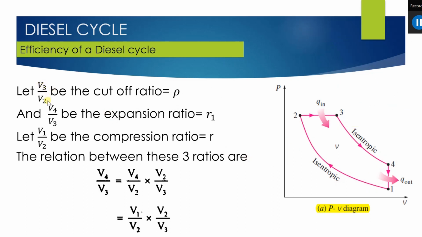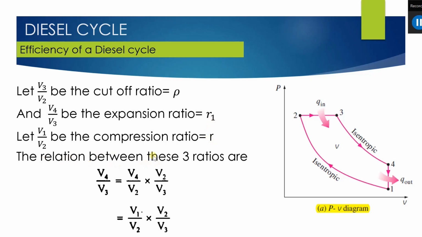Let us consider that V3 by V2 be the cutoff ratio, represented as rho, and V4 by V3 be the expansion ratio, represented as r1, and also V1 by V2 be the compression ratio, represented as r. Here V1 by V2, V3 by V2 and V4 by V3. Okay, these are the volume changes during this process, and they are represented by r, rho and r1 respectively.